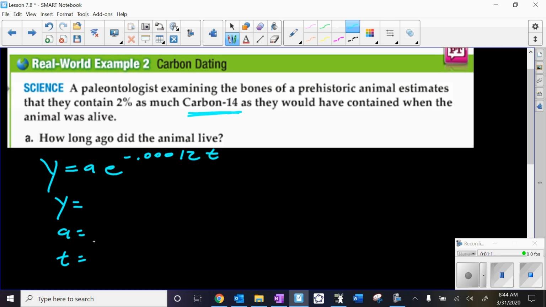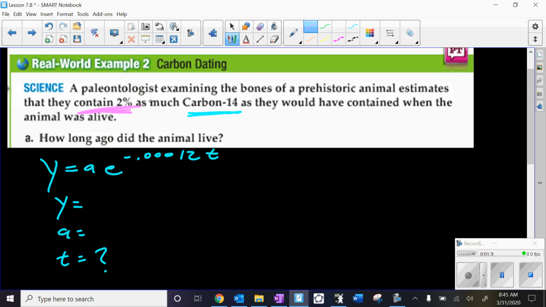Okay, looking at the question, how long did the animal live? Well, if I ask the question how long, that means I need to solve for time t. So I don't know time, which means then that I'm going to know my y value and an a value. And that y value comes off of this idea: animal estimates that they contain 2%. So we can write 2%.